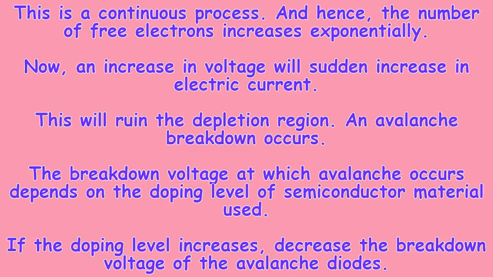This is a continuous process, and hence the number of free electrons increases exponentially. Now, an increase in voltage will cause a sudden increase in electric current. This will ruin the depletion region. An avalanche breakdown occurs. The breakdown voltage at which avalanche occurs depends on the doping level of the semiconductor material used. If the doping level increases, the breakdown voltage of the avalanche diode decreases.